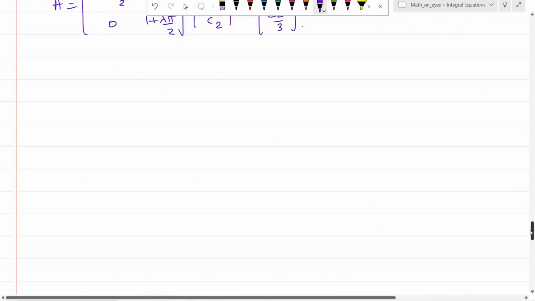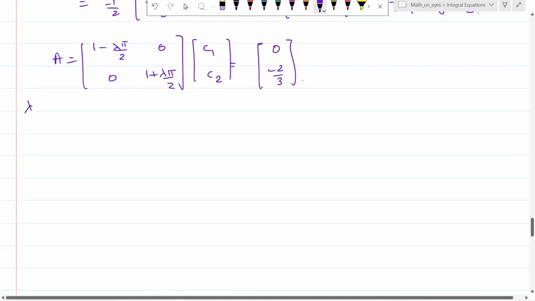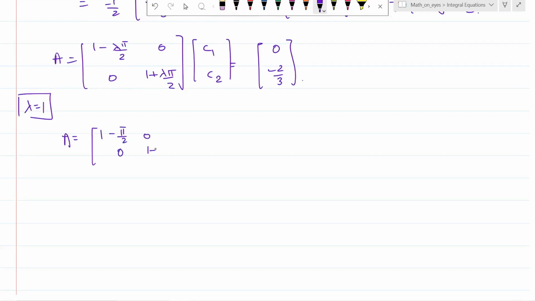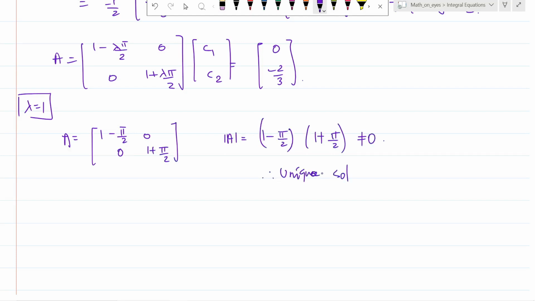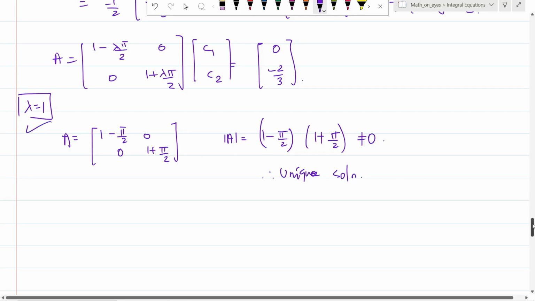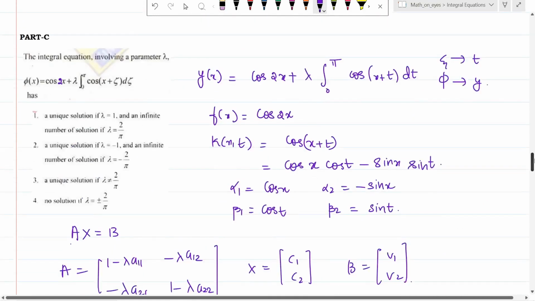Now verify at lambda is equal to 1. When lambda is equal to 1, we get A is equal to 1 minus pi by 2, 0, 0, 1 plus pi by 2. So find the determinant of A, which is equal to 1 minus pi by 2 into 1 plus pi by 2, which is not equal to 0, therefore unique solution. When lambda is equal to 1, we get a unique solution. So the first half of option A is true.